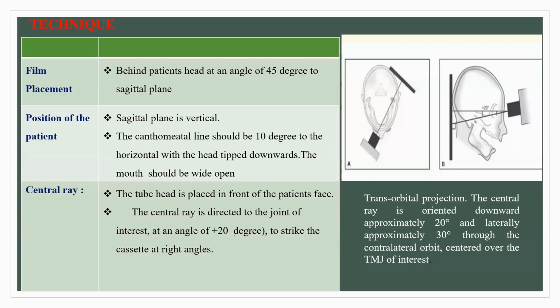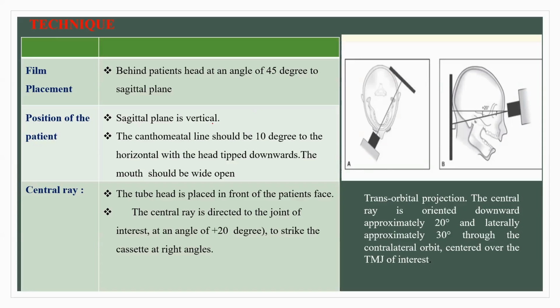So what is the technique now? The film is placed behind the patient's head at an angle of 45 degree to the sagittal plane. You can see over here, the cassette is being placed at an angle of 45 degree to the sagittal plane behind the patient's head.